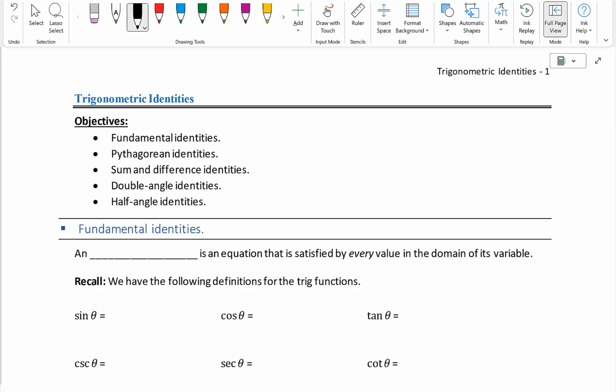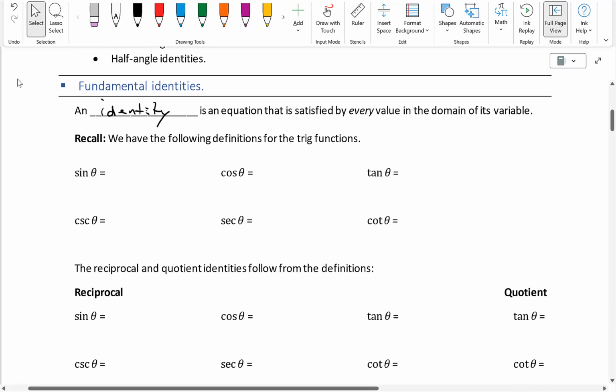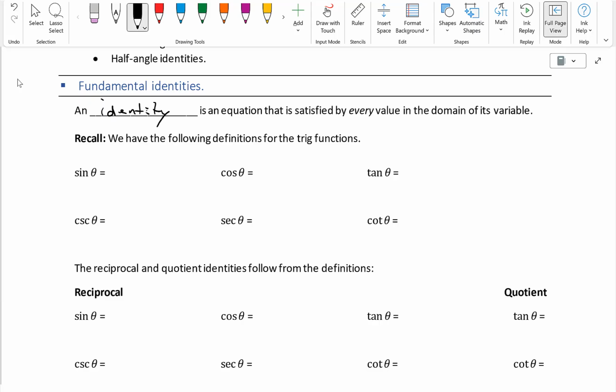So we start with fundamental identities and a definition. An identity is an equation that is satisfied by every value in the domain of its variable. Recall, we have the following definitions for the trig functions. So sine of theta was y. Cosecant theta then was 1 over y. Cosine was x. Secant was 1 over x. Tangent theta was y over x, and cotangent theta was x over y.